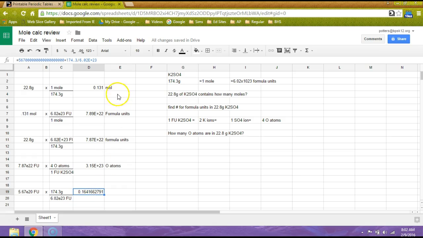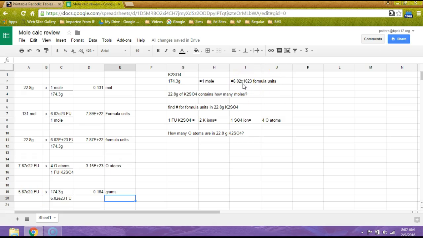And there you go. This number has 1, 2, 3 digits in the base number. Even if it's in scientific notation, we still follow the same rules, so I'm going to round this to 3 significant figures. This would be that many grams. And again, if you look at this, 5.67 times 10 to the 20th, does this answer make sense?